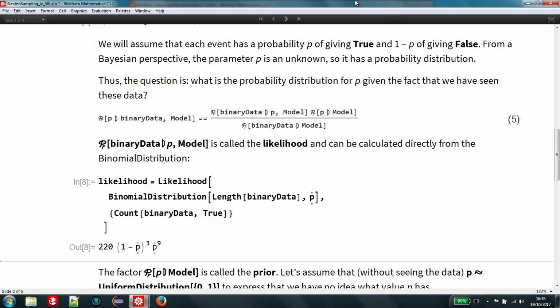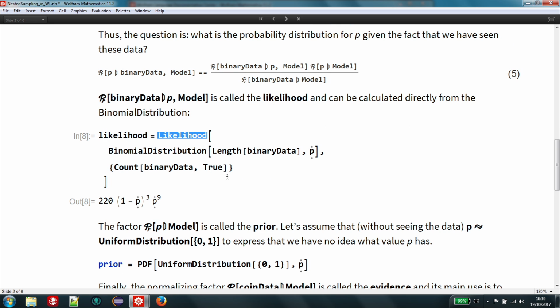So in this case, it's just something we get from a binomial distribution. And Mathematica has a built-in function called likelihood, which allows you to just immediately get this likelihood here. And it's 1 minus p, we got 3 of those, and we got 9 truths, so that's p to the power 9, and then we have this binomial coefficient. So that's our likelihood.